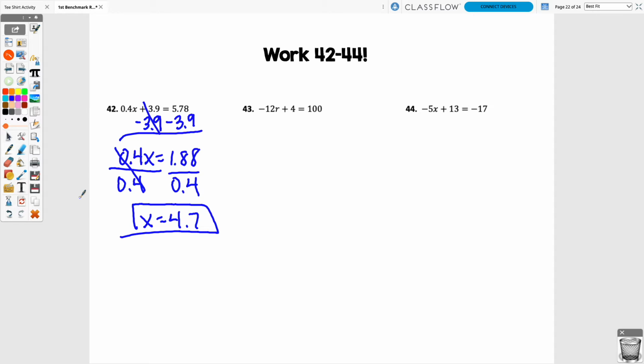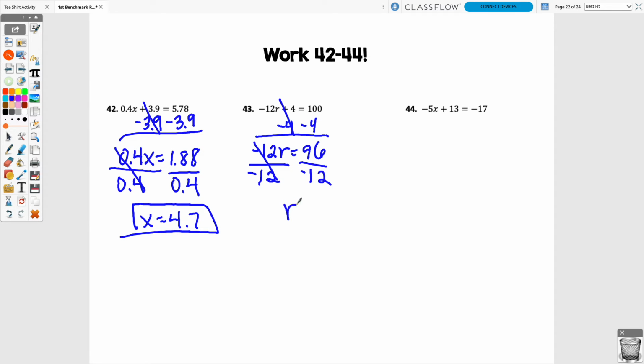Okay. So, 43, negative 12r plus 4 equals 100. Claire, what's my first step on this one? You subtract 4. Okay, so subtracting 4. Good. So negative 12r equals 96. And then what's my last step? You divide by negative 12. Okay, so dividing by negative 12 on both sides.